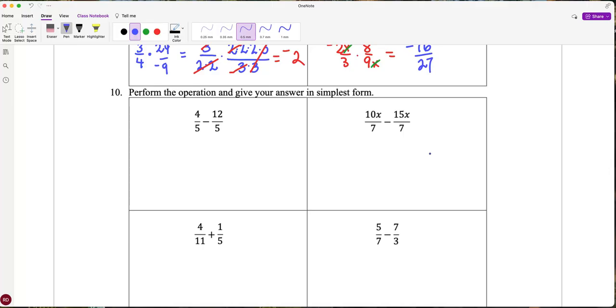4/5 minus 12/5, so 4 minus 12, this is just -8/5. 10x over 7 minus 15 over 7, so 10 minus 15, this is just -5x over 7.